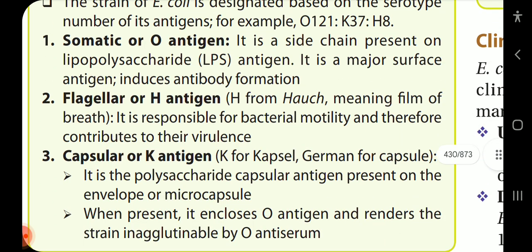Somatic or O antigen is a side chain present on the lipopolysaccharide antigen. It is a major surface antigen and induces antibody formation. Flagellar or H antigen, H from Hauch, meaning film of breath, is responsible for bacterial motility and therefore contributes to their virulence.